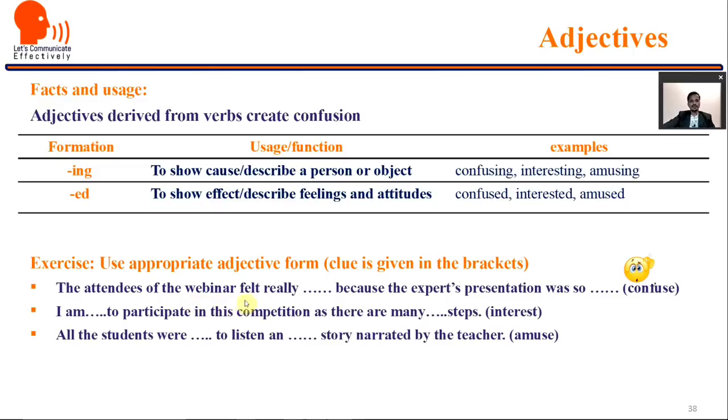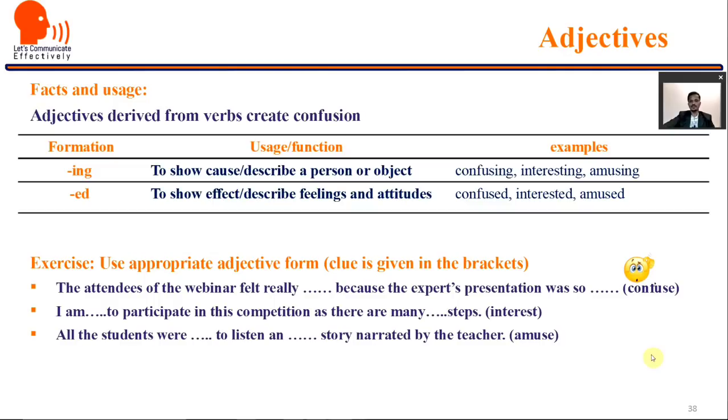The attendees of the webinar felt really ... because the expert's presentation was so ... I am ... to participate in this competition as there are many ... steps. All the students were ... to listen to an ... story narrated by the teacher. So use confusing, confused, interesting, interested, amusing, amused, and be ready with your keys.